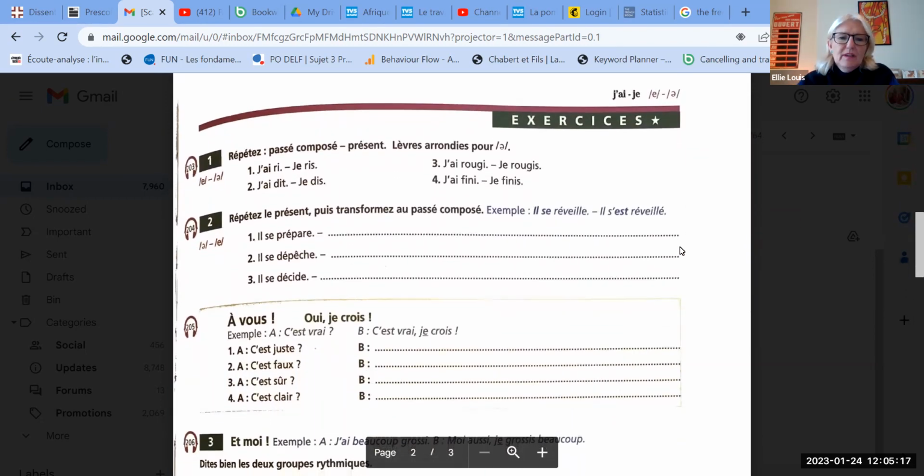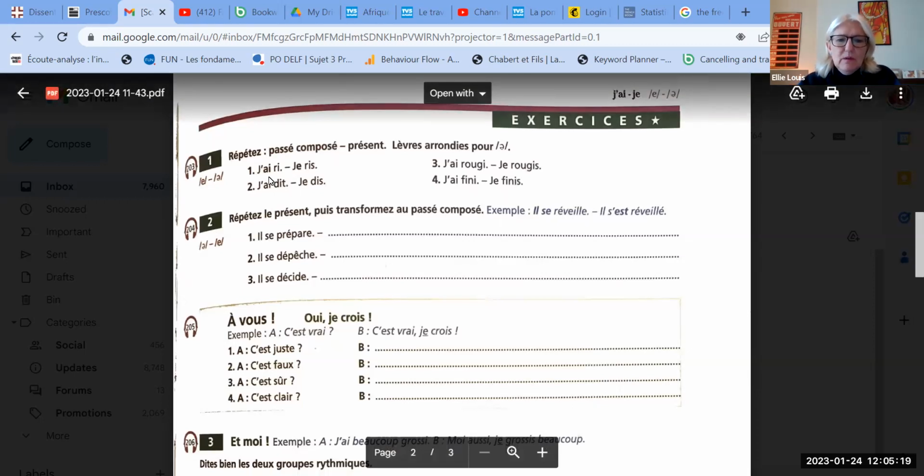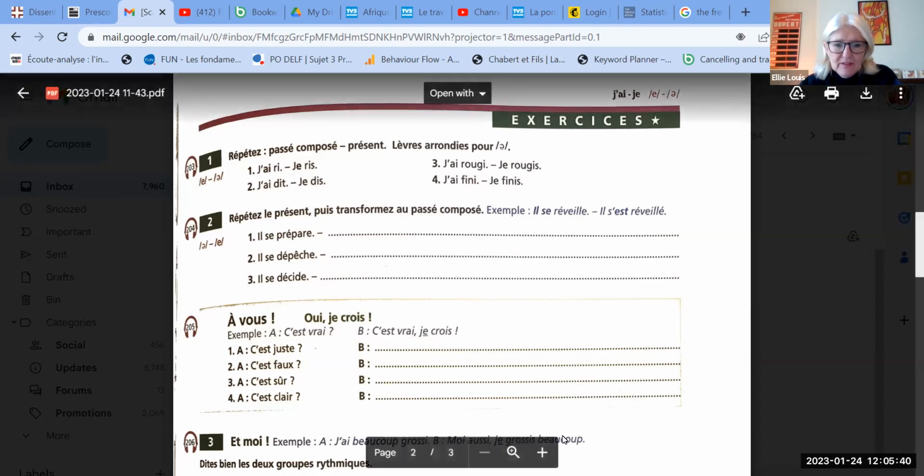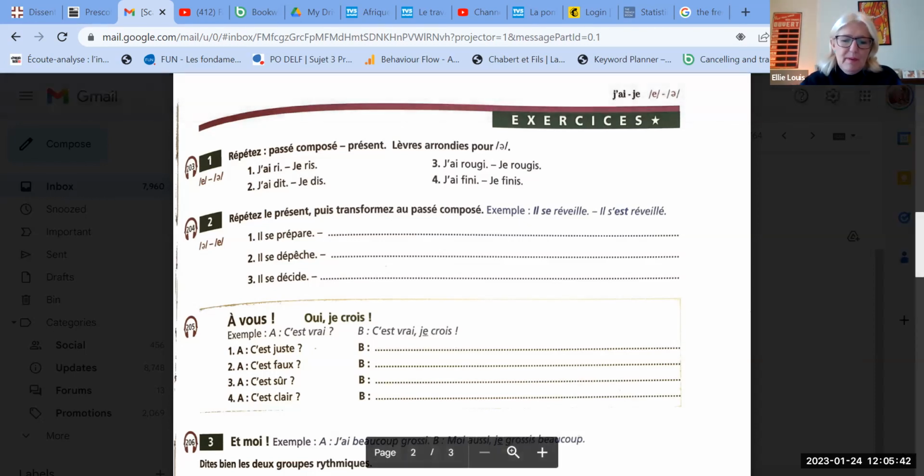Okay, so this is the difference, isn't it, between the passé composé and the present tense. So it's really important, if you're at that stage of learning, to know the difference between these two sounds, because if you say j'ai ri, then people think you're talking about something that's happened. Yeah, I laughed. You say je ris, it's happening now. Okay, let's have a listen to this. Let's see if you want to repeat them afterwards.